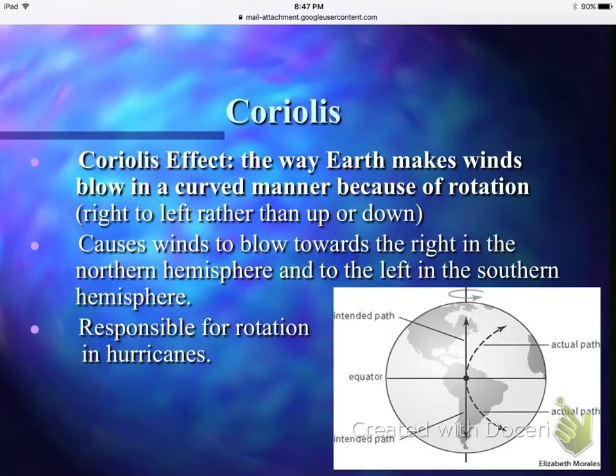In the northern hemisphere where we live, our winds blow towards the right. And then in the southern hemisphere, winds are going to deflect and go towards the left. This is the process that is responsible for the really nice, pretty rotation that occurs in the strong hurricanes that are forming in the oceans.